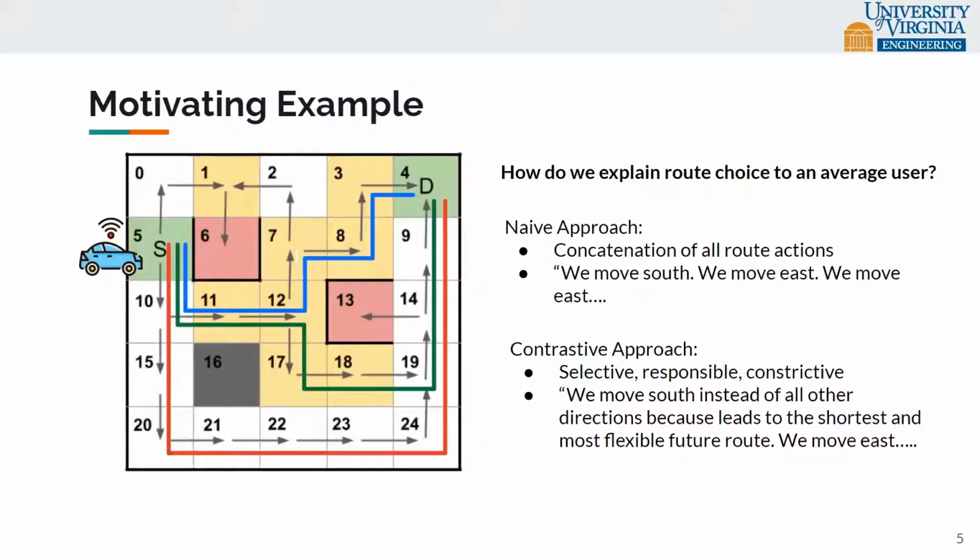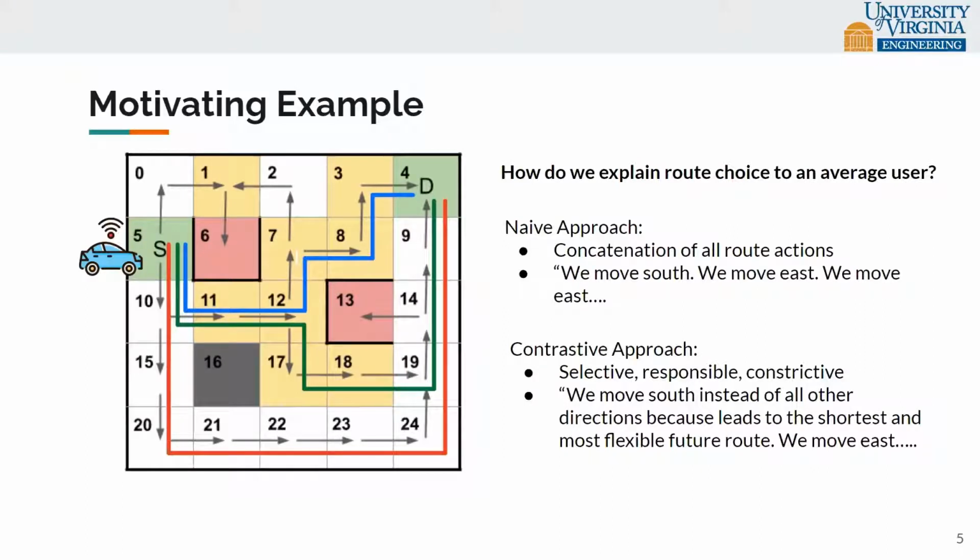For example, the red route is on the highway the whole time, which is safer but longer compared to the blue one. That is in alleys most of the time, which runs a greater risk of collision but is shorter in distance. Then the question is, how do we explain the route choices to a lay user?